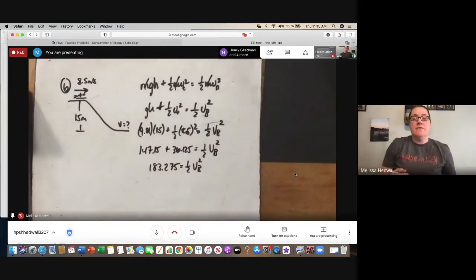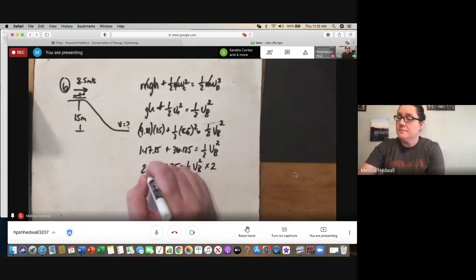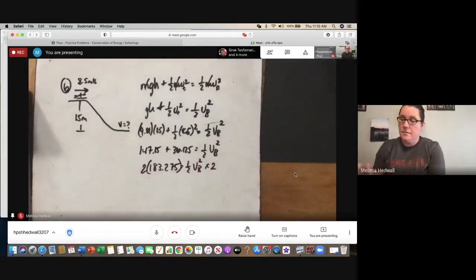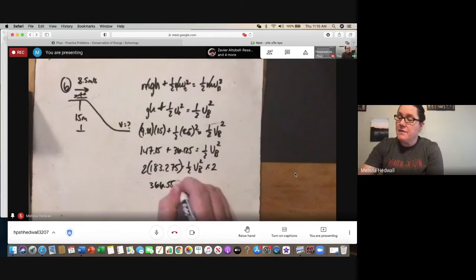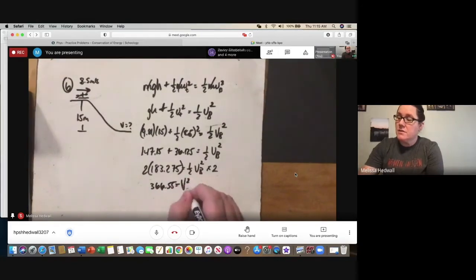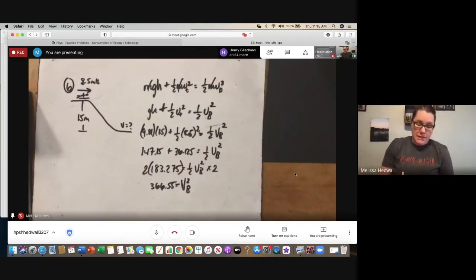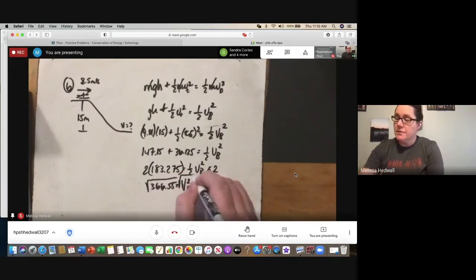We need to get the velocity at the bottom by itself still. And so we'll multiply both sides by 2. 2 times 183.275, we get 366.55 equals our velocity squared at the bottom. So when we take the square root of both sides, we end up with 19.1 meters per second equals the velocity at the bottom.